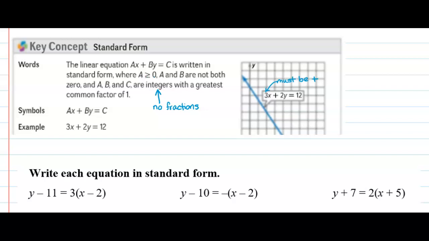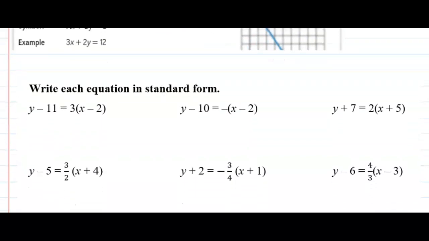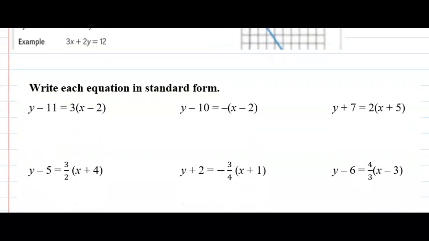And the greatest common factor between all 3 of these numbers must be 1. If you can divide by 2, you need to do it. If you can divide by 12, you need to do it. Okay, let's practice getting these into standard form.